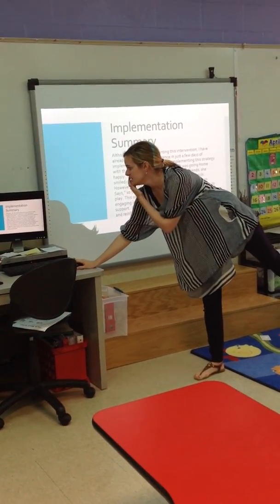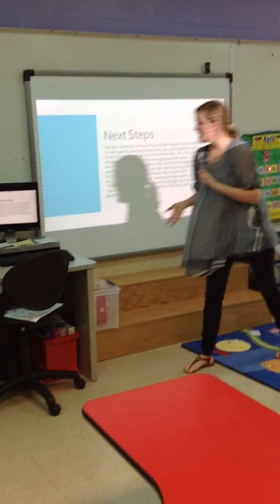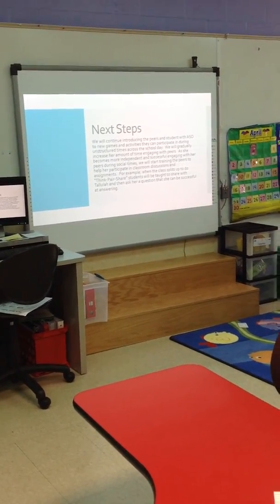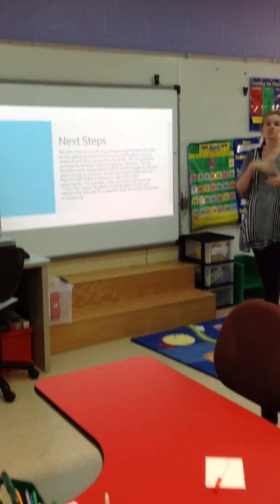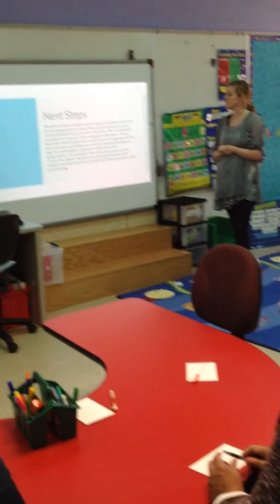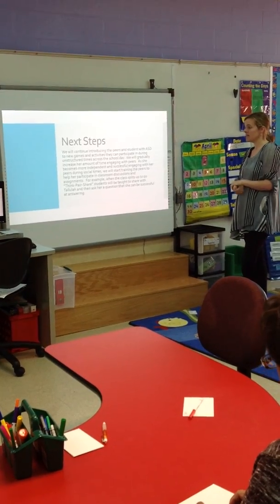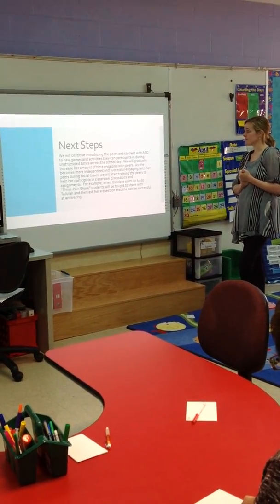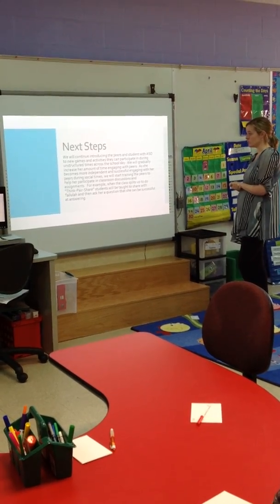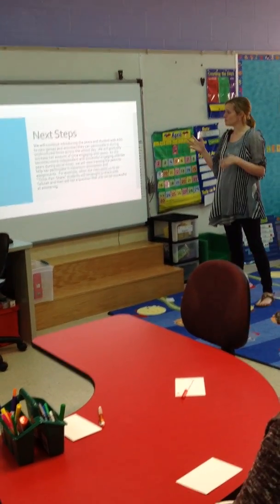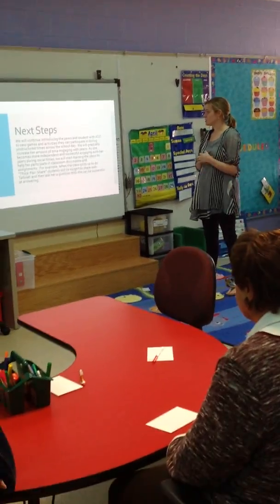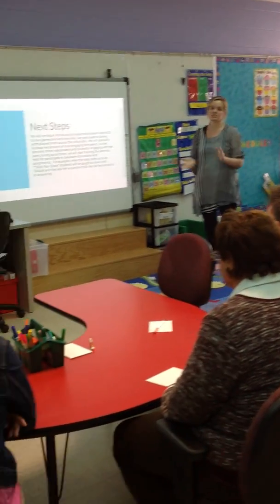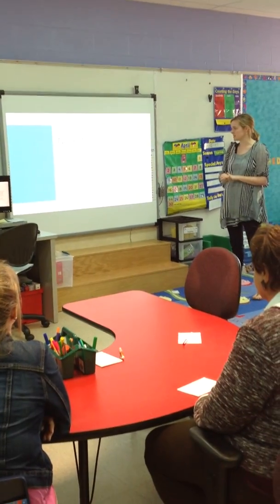So we will discuss next steps for this intervention. We're going to continue introducing the peers and the student with ASD to new games and activities. We're also going to increase the duration of time that she will engage with peers. And as she becomes more independent and successful engaging with her peers during social times, we're going to start training the peers to help her participate in classroom discussions and assignments.